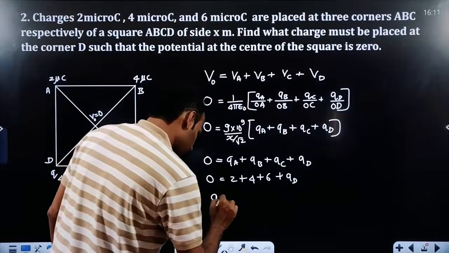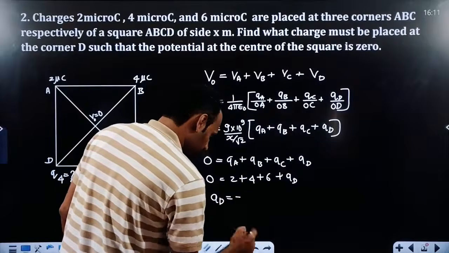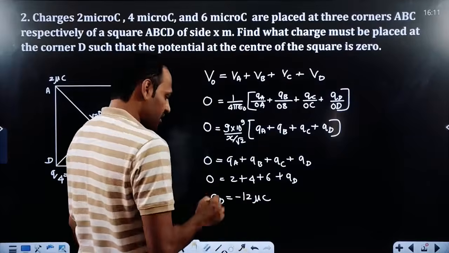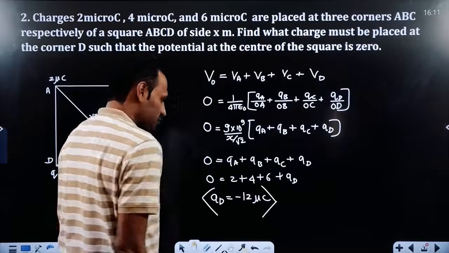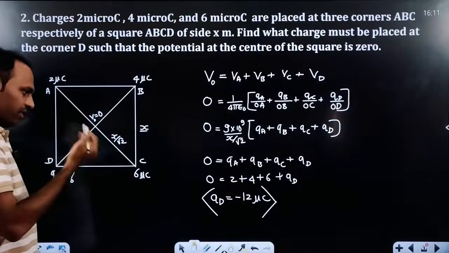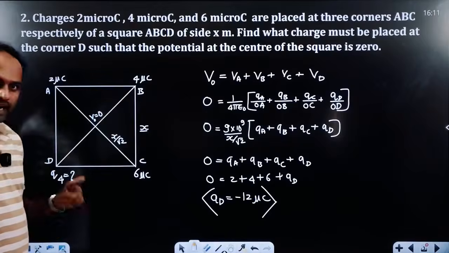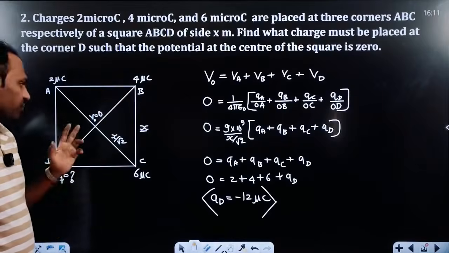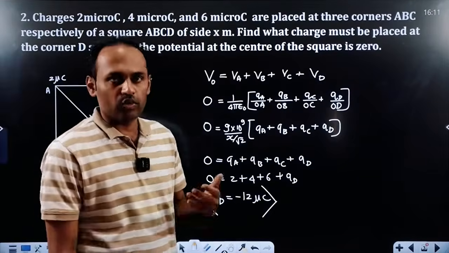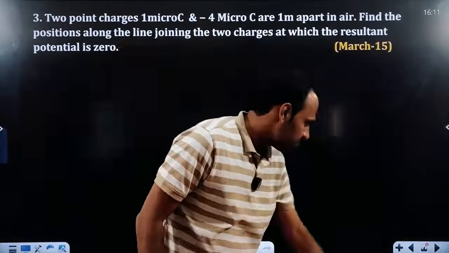So QD will be equal to, taking 12 to this side, -12. Okay, this will be -12. Since these are all in micro, this will be in micro. Right? So the charge at point D has to be -12 microcoulomb. Since all these are positive, this must be negative. If there is negative charge, then only the negative potential will be present. Negative and positive potentials cancel, and the net potential becomes 0. So this much will be the charge at point D that we have to keep to make the potential at the center 0. We'll move to the next question then.